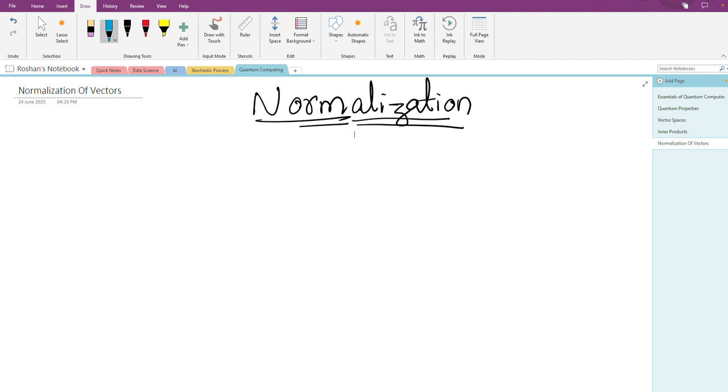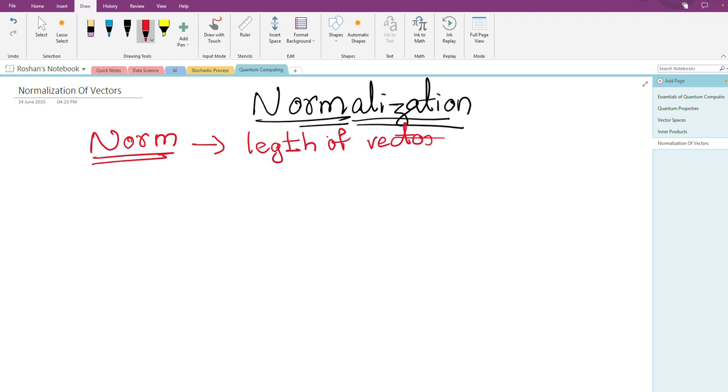Before directly going into normalization, we'll first try to understand the norm. What does it mean? The norm is the length of vectors.